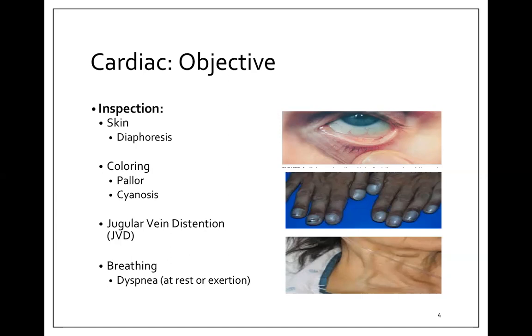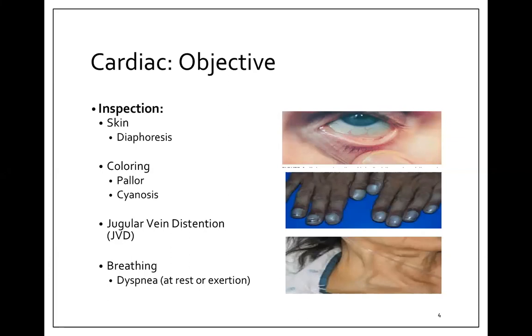pallor. Pallor is another name for pale, which is reduced circulation of blood, which could indicate shock, hemorrhage, anemia. And the best place to assess for pallor is the conjunctiva of the eye, as the picture demonstrates. Usually lots of blood vessels can be seen with a nice pink appearance. With pallor, however, that is not present.